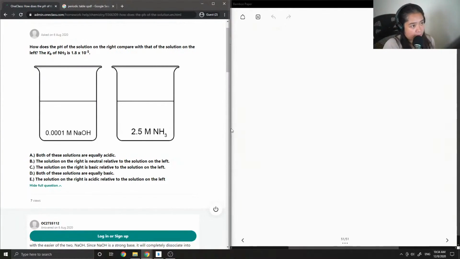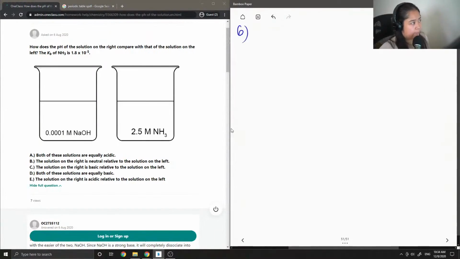Okay, so this is a multi-step question because we are given two different solutions. One of them is a strong base, which is sodium hydroxide, and one of them is a weak base, which is just ammonia. So for step 1, let's just find the pH of the strong base first. The pH of NaOH.